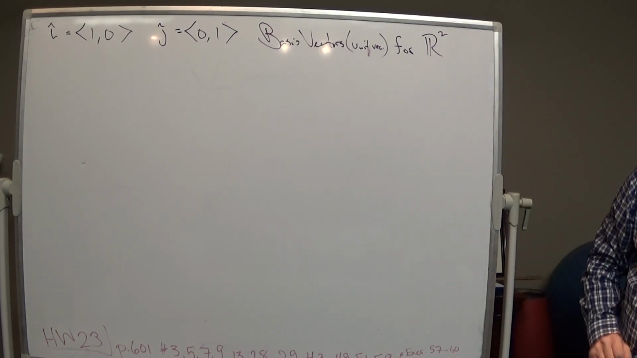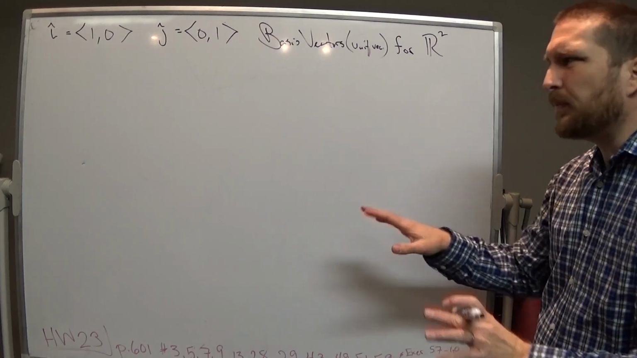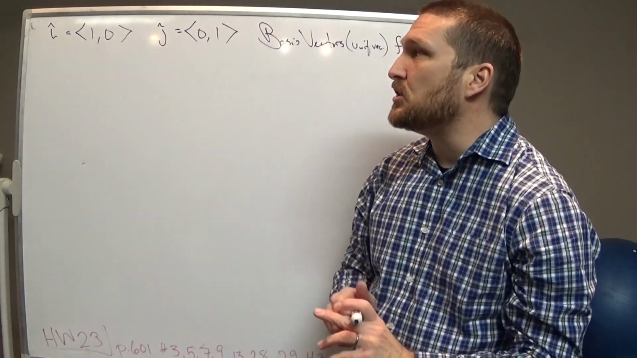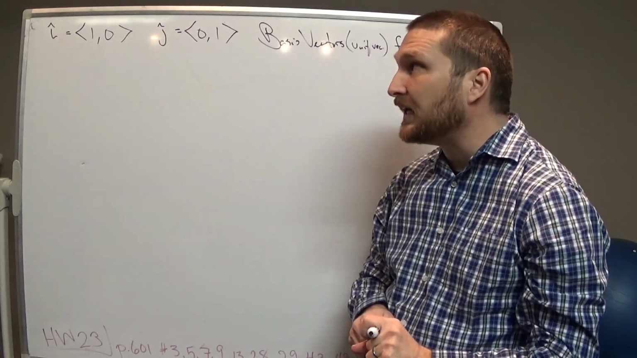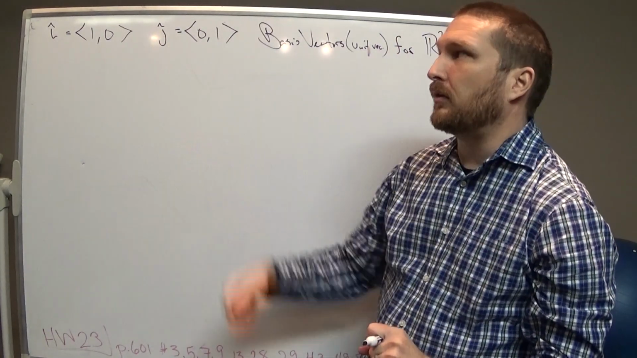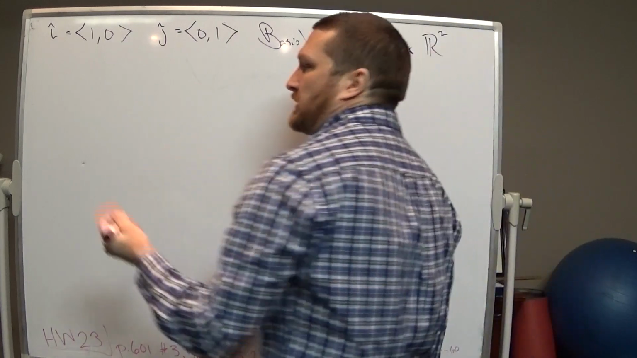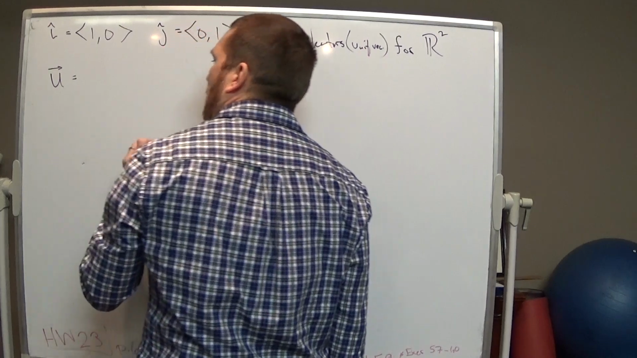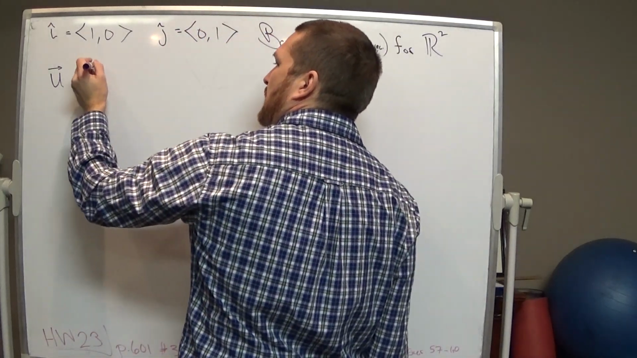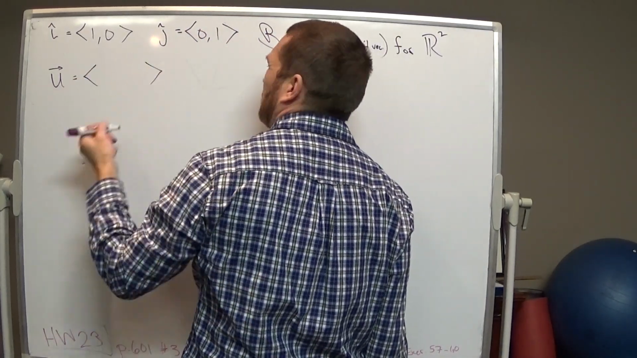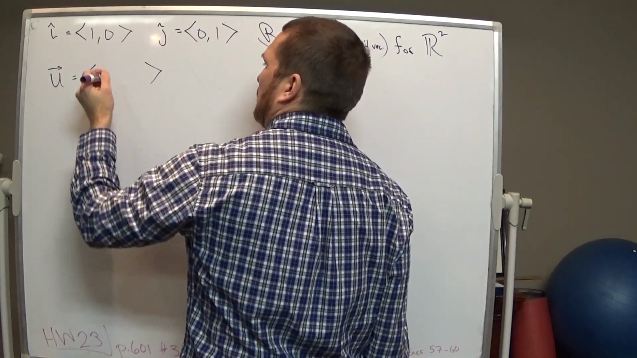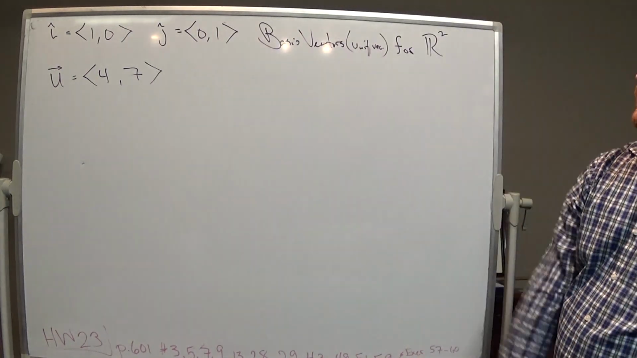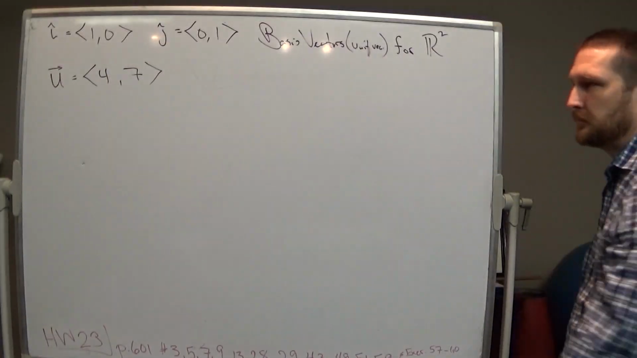I hat and J hat. Now, any vector, your book doesn't do this, but everywhere else in the world does. When you have a unit vector, a vector of unit length, you put a hat on it. So, for instance, let's take a vector U. And let's say it's, give me two whole numbers. Any two whole numbers. Four. Okay. Seven. And seven. Okay. Now, that's a vector U. It's in this direction, right?